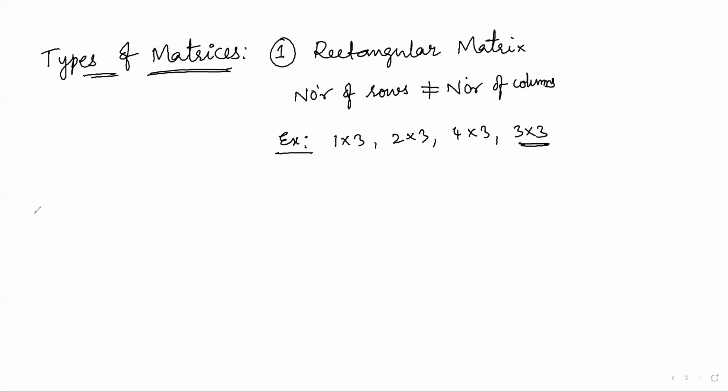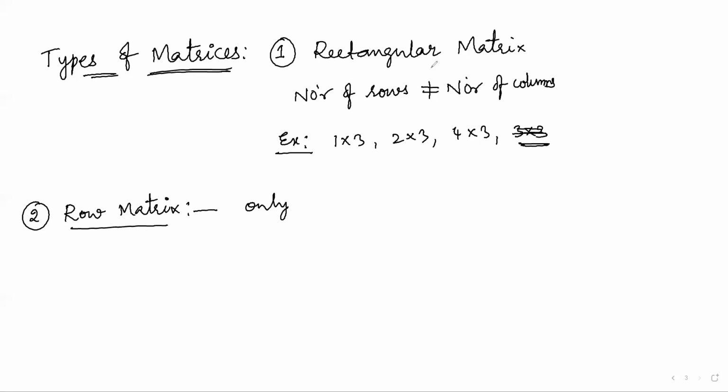A rectangular matrix means simply the number of rows is not equal to the number of columns. A 3 by 3 will not be a rectangular matrix, yes, this is not a rectangular matrix. We deal with a maximum of 3 by 3 matrix. In application we don't have 4 by 3, just for the sake of example I gave this example.